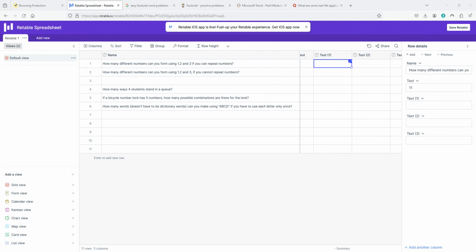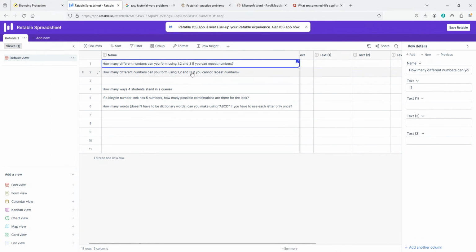That's correct. But let's look at when we need to use it and where it can be useful. Sometimes you will see problems like this. Look at the first problem here: How many different numbers can you form using 1, 2, and 3 if you can repeat numbers? How about we write this down and see how many numbers we form?